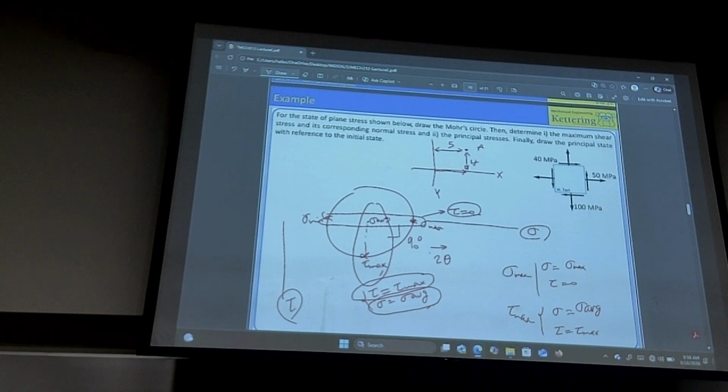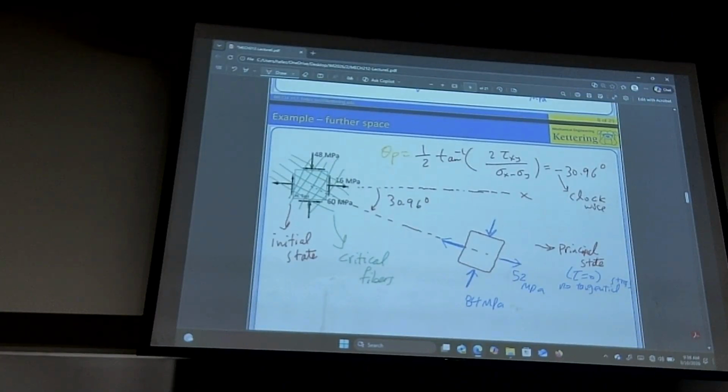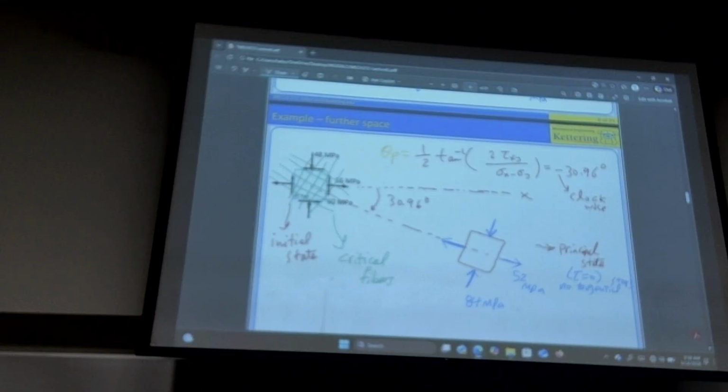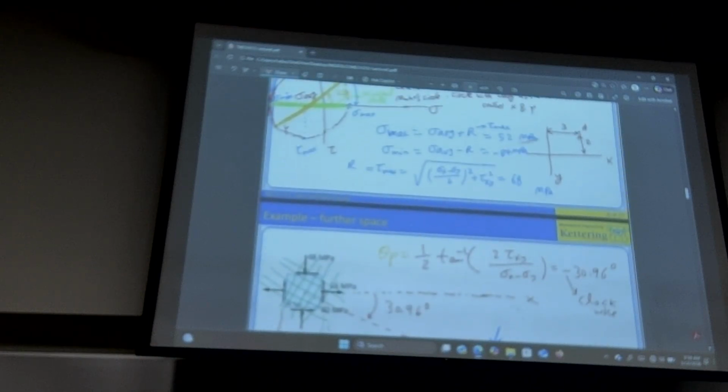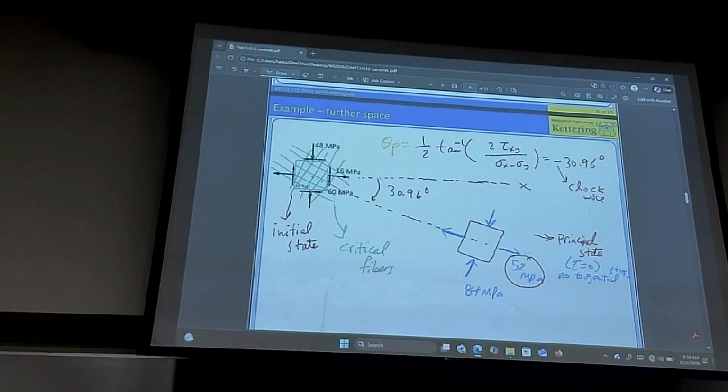All right, Nathan, in the previous example that we did, we calculated theta P. We said that's the critical fiber angle, right? And remember how we came up with whether this is 52 or this one? Whether it's this one that I have to put 52, we said one of them is sigma max, one of them is sigma min that we already calculated, right? But you remember how we figured out that this is 52, not that one?